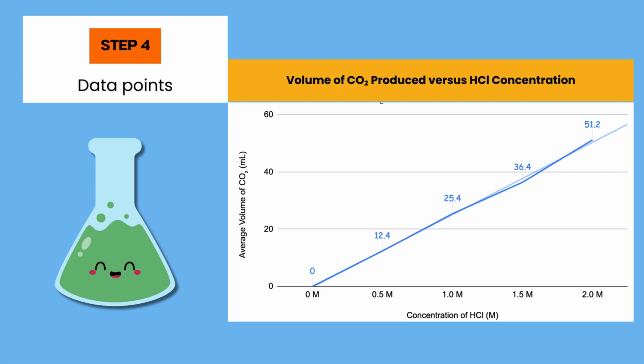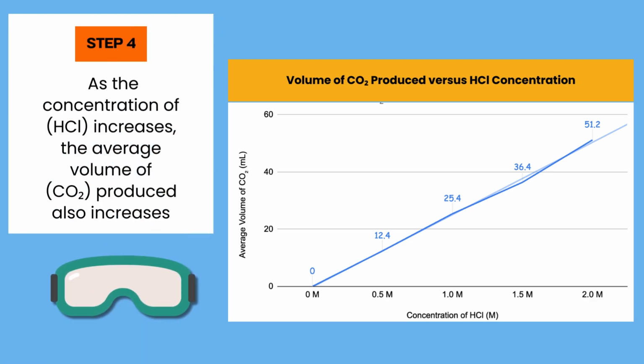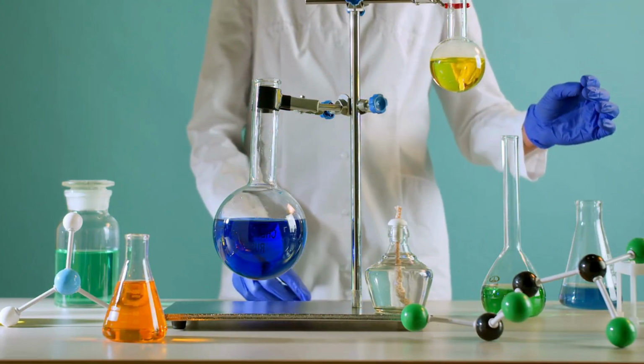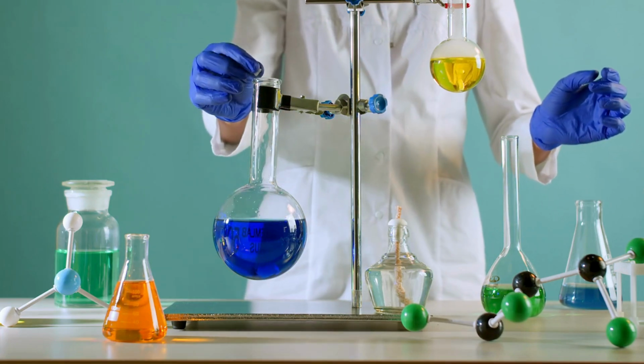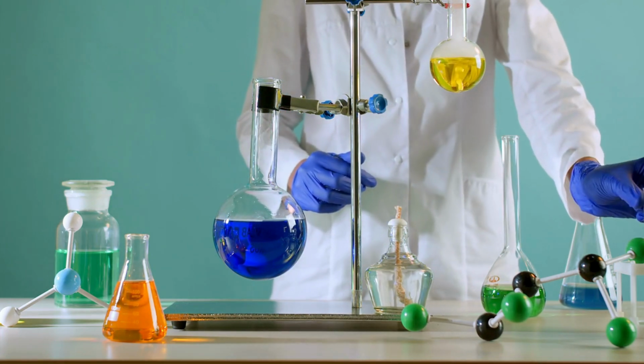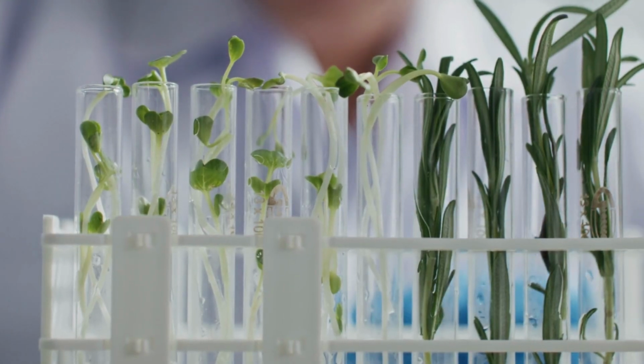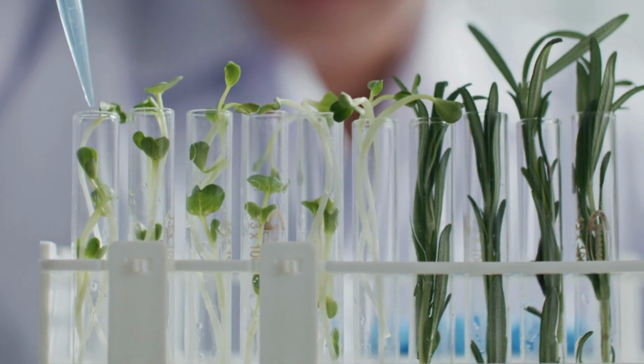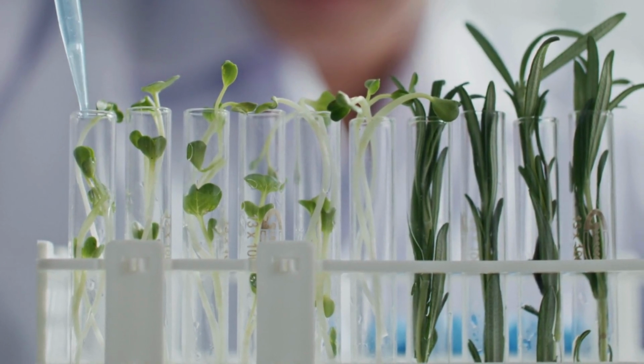Now plot the data points. 0, 0 is a data point since 0 molar HCl means 0 mL of CO2 produced. Draw the best fit line. The graph shows that as the concentration of HCl increases, the average volume of CO2 produced also increases. There you have it. Variables, scientific hypothesis, graphing. Now you're ready to design your own experiments, graph your data, and discover the amazing ways variables interact.